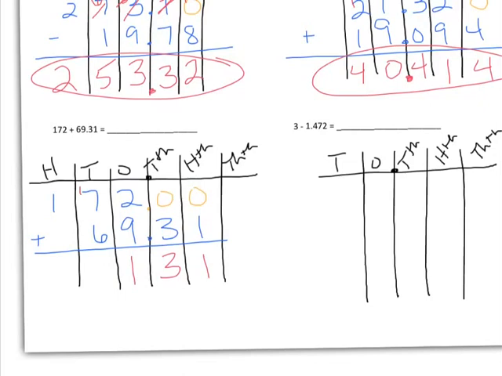7 plus 1 is 8, plus 6 is 14. Take 4 tens and move over 10 of the tens. 1 plus 1 is 2. Drop my decimal down. Make sure you drop it down. My answer is 241 and 31 hundredths.